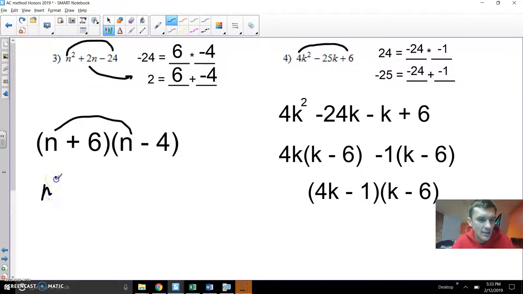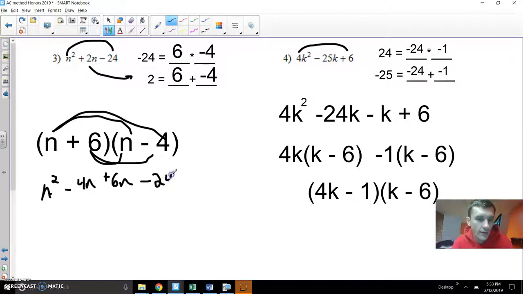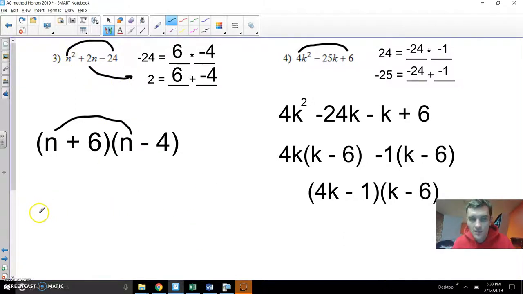N times n is n squared. Okay. N times negative 4n. 6 times n, positive 6n. 6 times negative 4, negative 24, and yes, this is good because these 2 in the middle would go together to give you that 2n, and then everything else is the same. So that's just a quick way to think about it as a way to check your work, because if it's correct, it should multiply to be what you started with, and that's a key understanding.